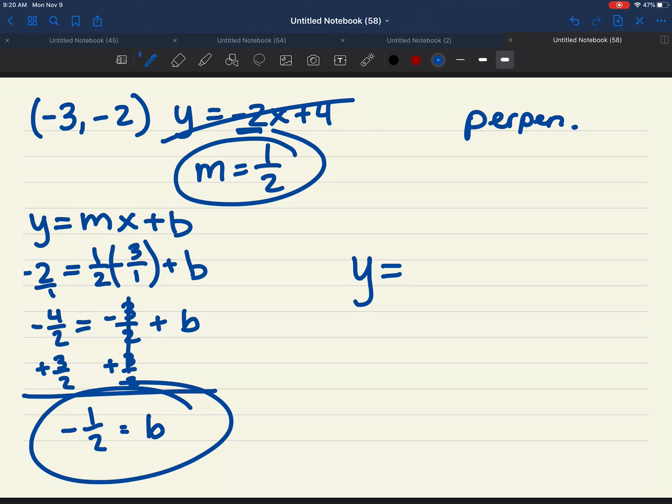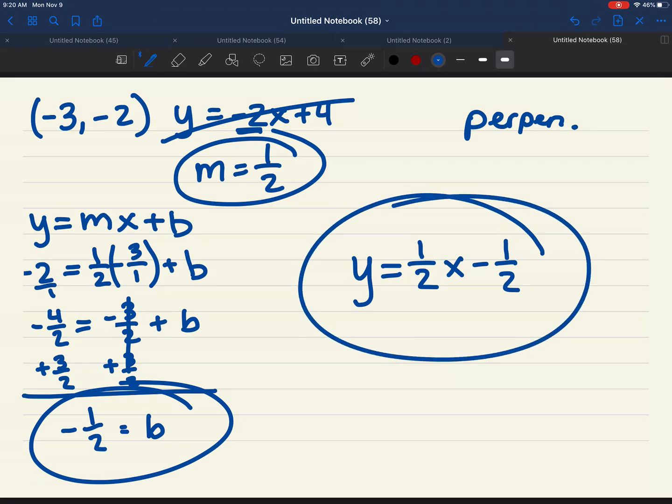Okay. All right, Nick Jet, what would be my equation in slope-intercept form? Y equals -1/2. Well, what comes in front of x? M or b? M. Okay, so what's my equation? Y equals 1/2 x plus -1/2. Or just -1/2. We really don't want to say plus a negative because that's redundant, okay?